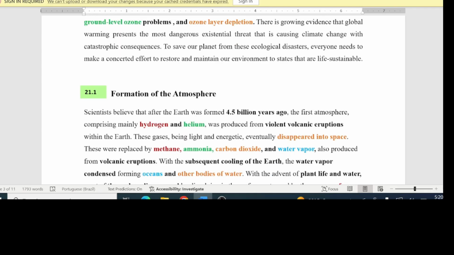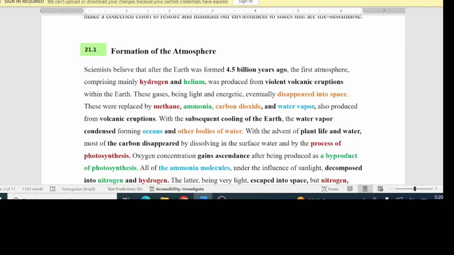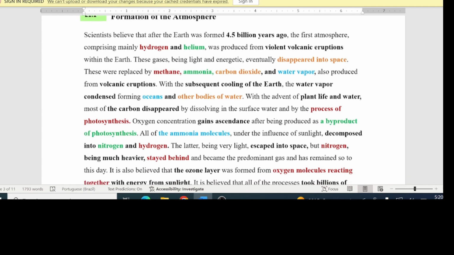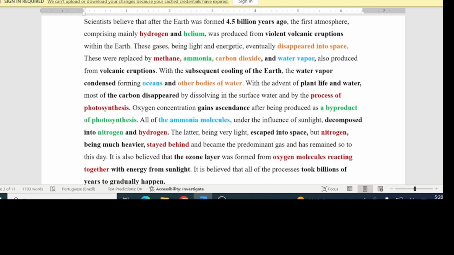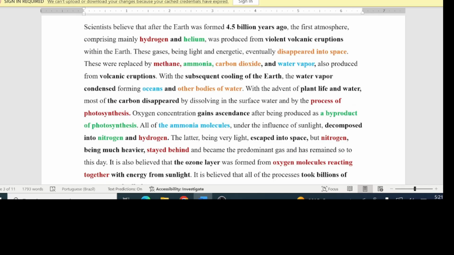So we then proceed to talk about the formation of the atmosphere. So I've collected some information and I've written this paragraph here that gives a brief history of the formation of the atmosphere. I'm giving you a few minutes to read that. Then we look at the figures that follow, which will help to illustrate these points.